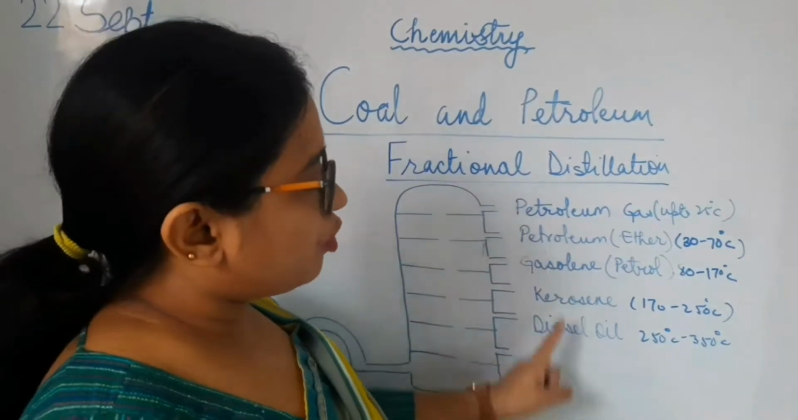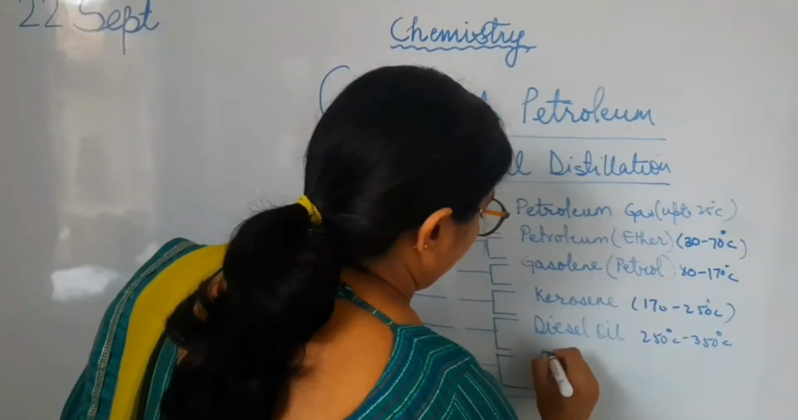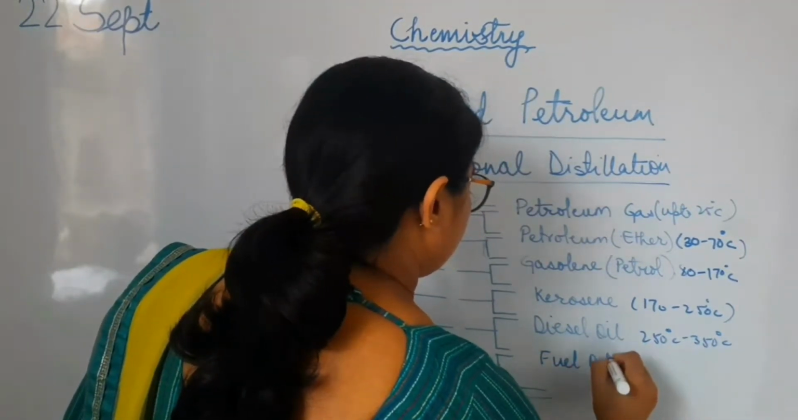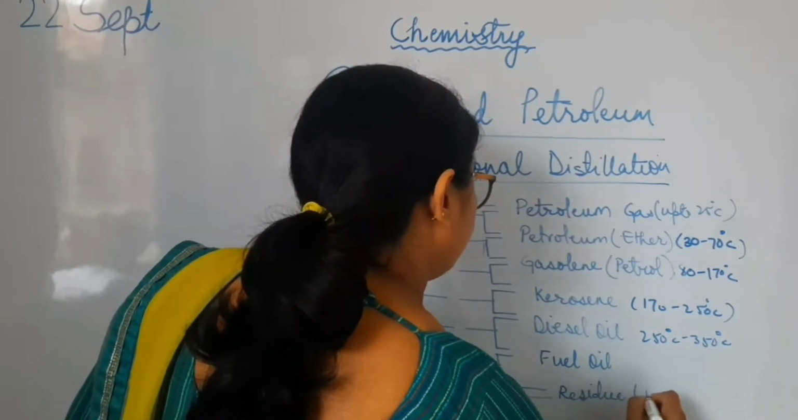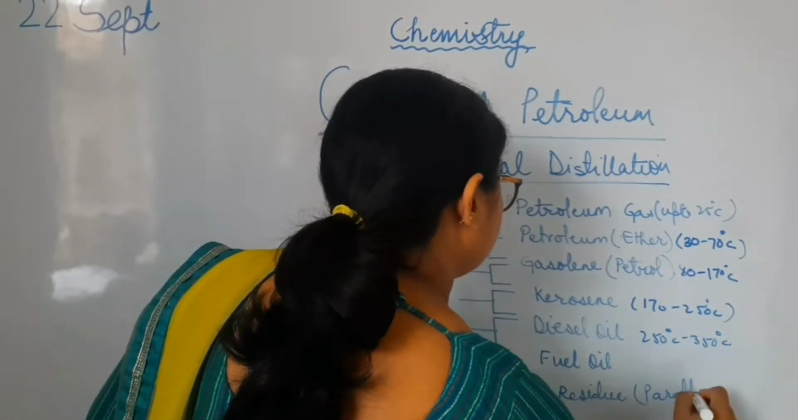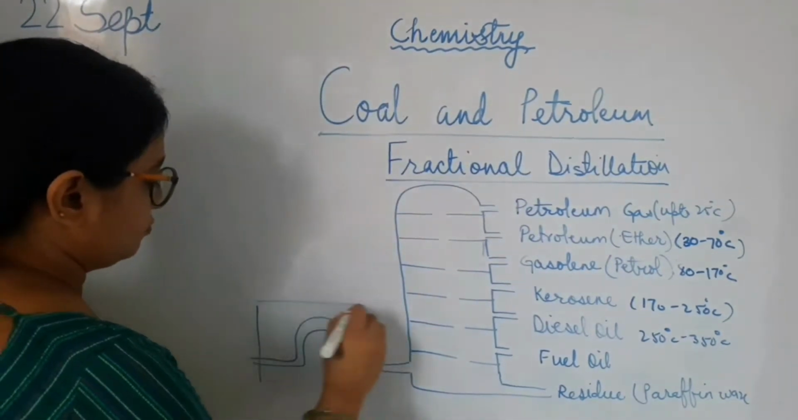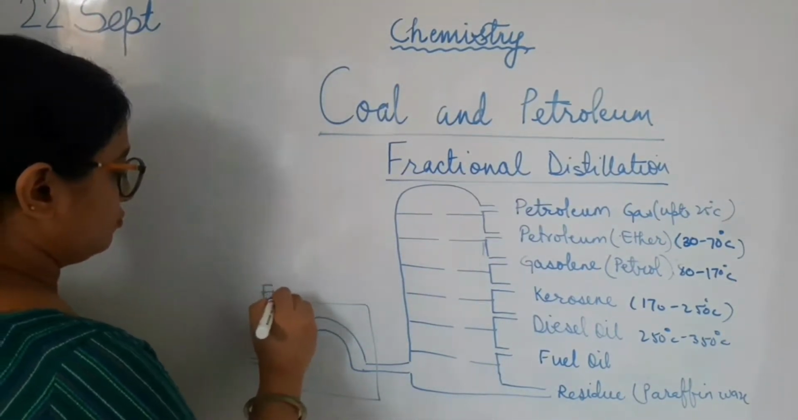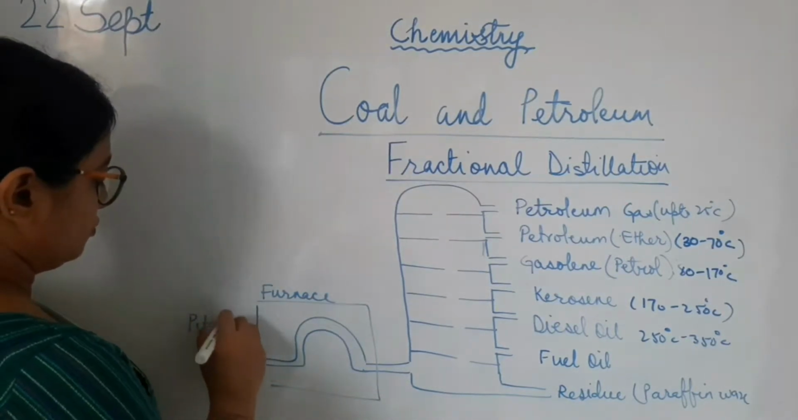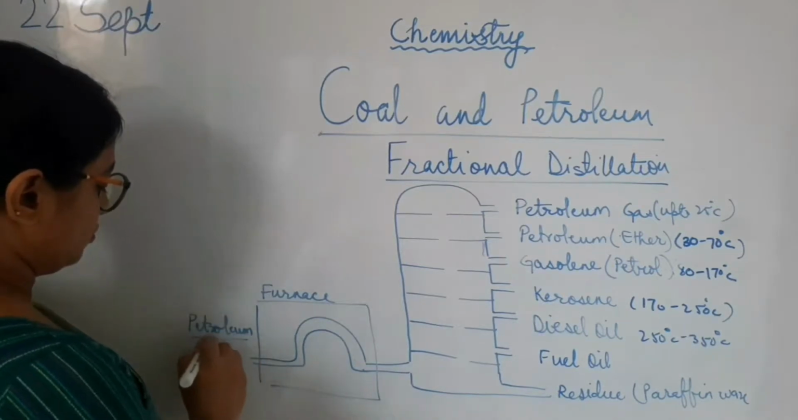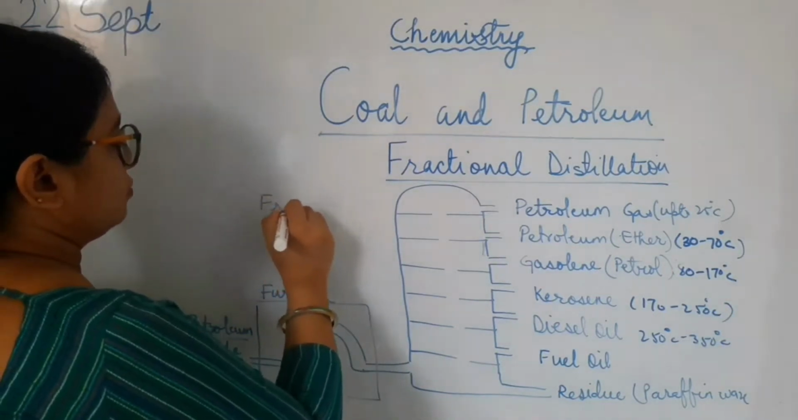So here I have mentioned the products and the boiling points also. There are several others. Let me write that. Fuel oil. And last, this is the residue, which includes paraffin wax. This is the furnace, in which petroleum is subjected. And this is the fractionating column.